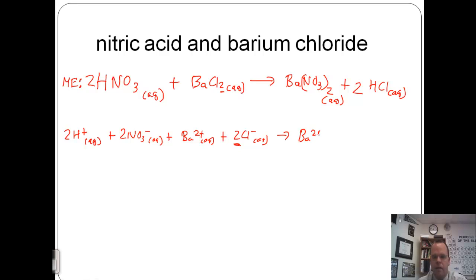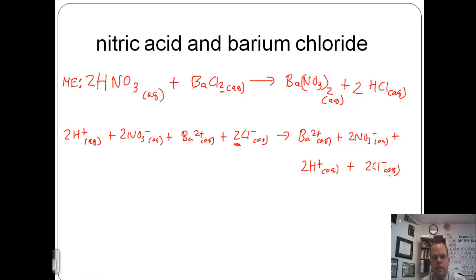Forms Ba2+ aqueous, 2NO3- aqueous, 2H+ aqueous, and 2Cl- aqueous. A good check to make sure you've done this right is to check to see that everything is still balanced. That is our complete ionic equation.